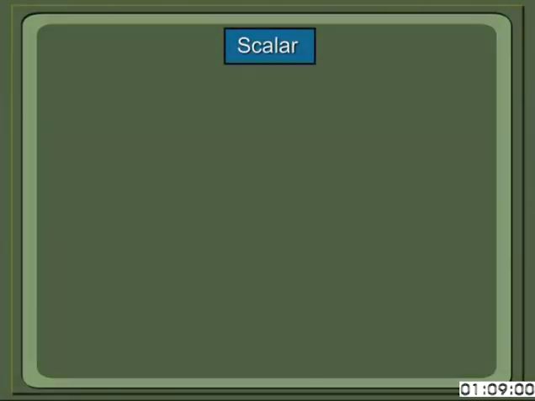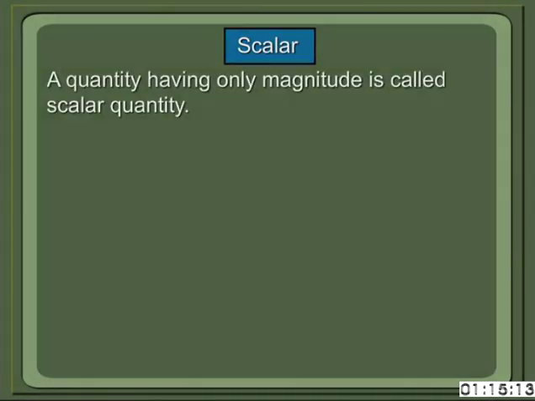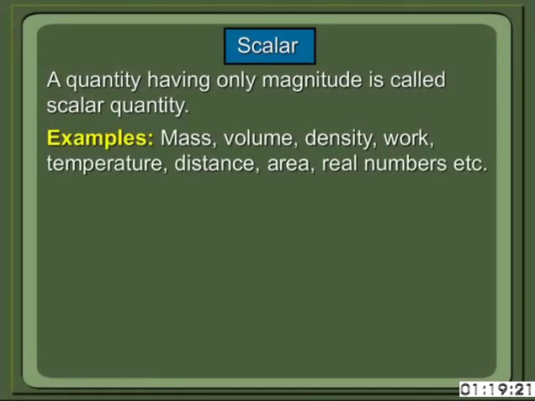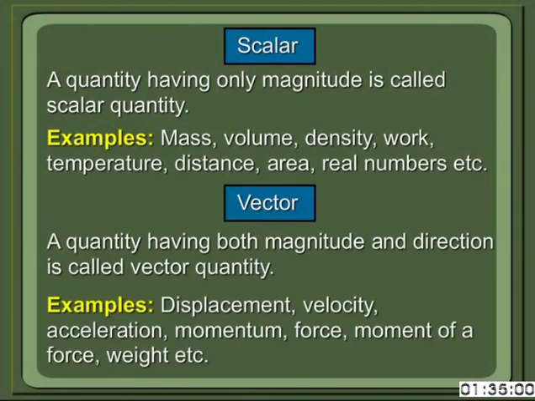Before discussing the vectors, first we will discuss scalar and vector quantities. Scalar, a quantity having only magnitude, is called scalar quantity. For example, mass, volume, density, work, temperature, distance, area, real numbers, etc. are the scalar quantities. Vector, a quantity having both magnitude and direction, is called vector quantities.